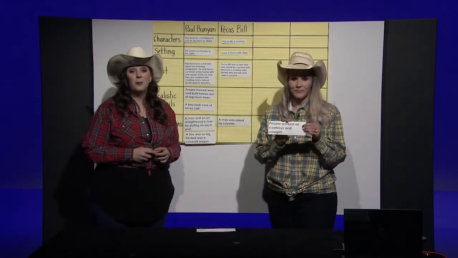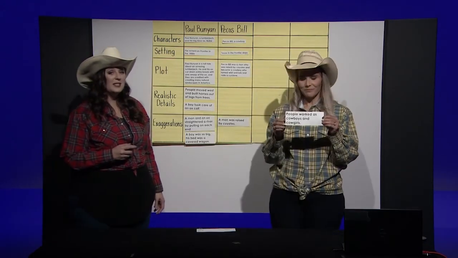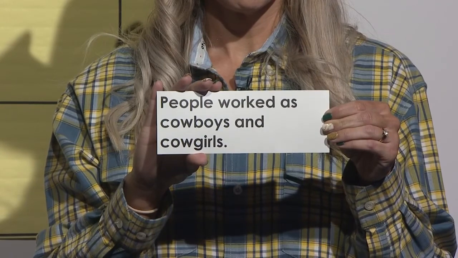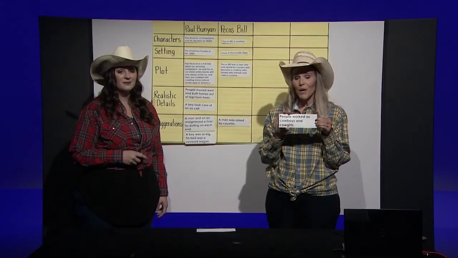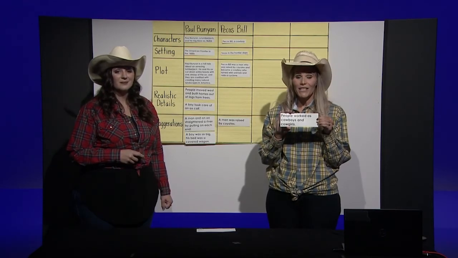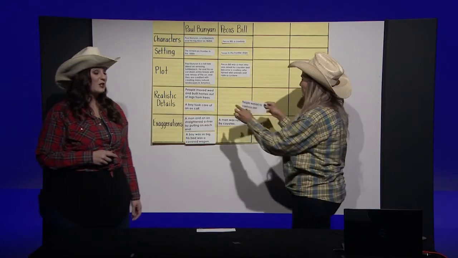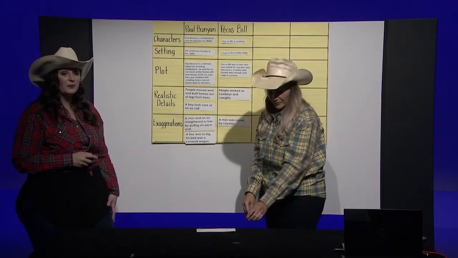How about people worked as cowboys and cowgirls? In which row would it belong? During the frontier days, and even now, people really did work as cowboys and cowgirls. So that's a realistic detail. It sure is. So we'll put that on the row titled Realistic Details.